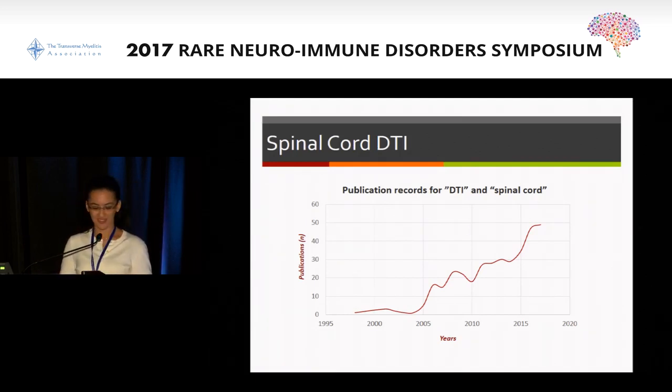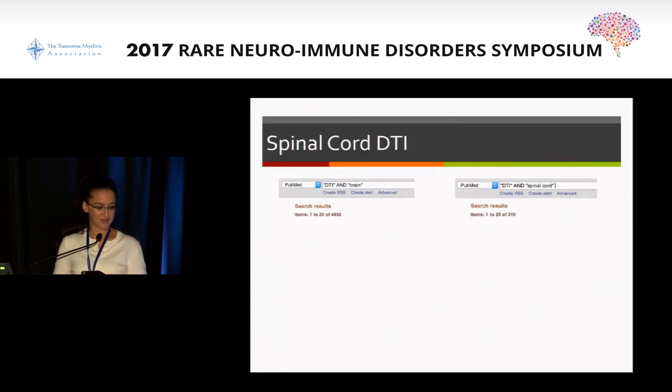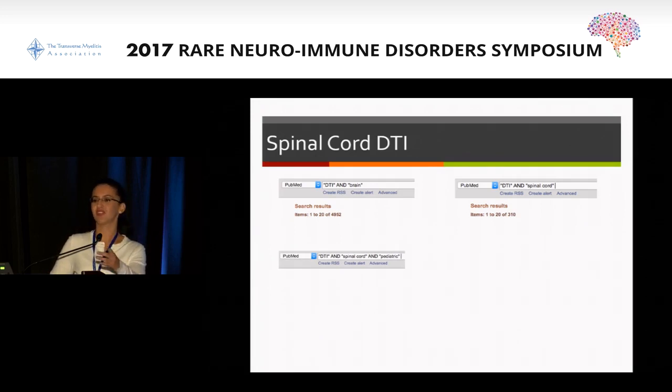So, okay, I'm gonna end with this. You remember this? So DTI in brain, we said 5,000 publications. DTI in spinal cord, 300. Any guesses? DTI, spinal cord, and pediatrics. Who says less than 100? Okay, who says less than 50? You can't raise your hand twice. Wow. We have scientists in the audience, okay. Okay, who says less than 20? 19.